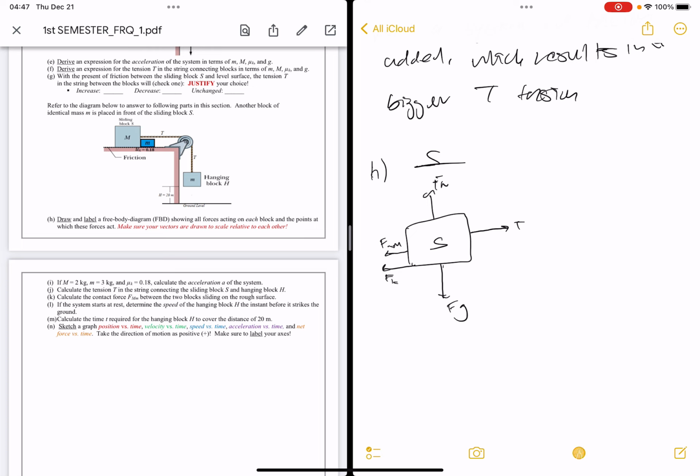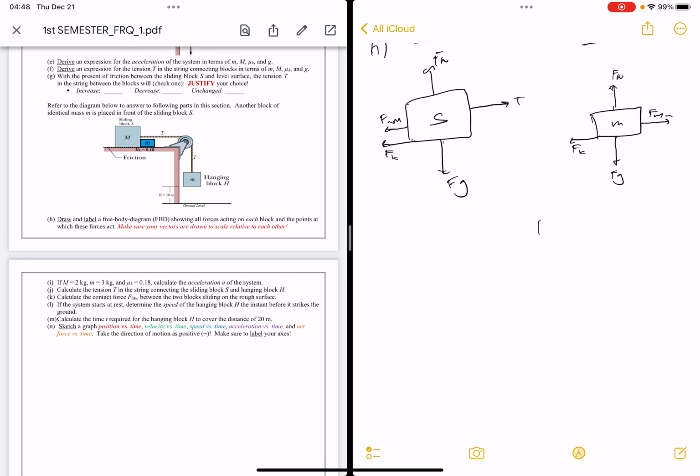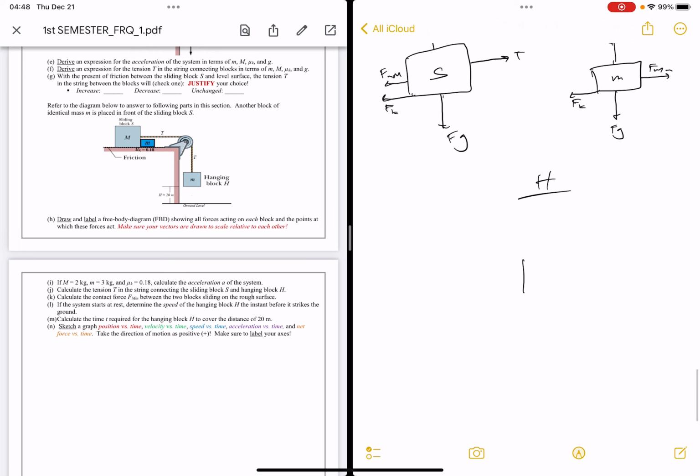Okay, I'm gonna do the small block in front of S now. So it's small block m. It has an F of N on the ground, and an F of G of equal value. It's not touching the ropes, so there's no tension. And there's still an F of K because it's getting moved, acting against the motion. And then here, it'd be a contact force going this way, and this is the big block acting on the small block. And finally, we have block H. This one's the same, it's just tension and a greater F of G.